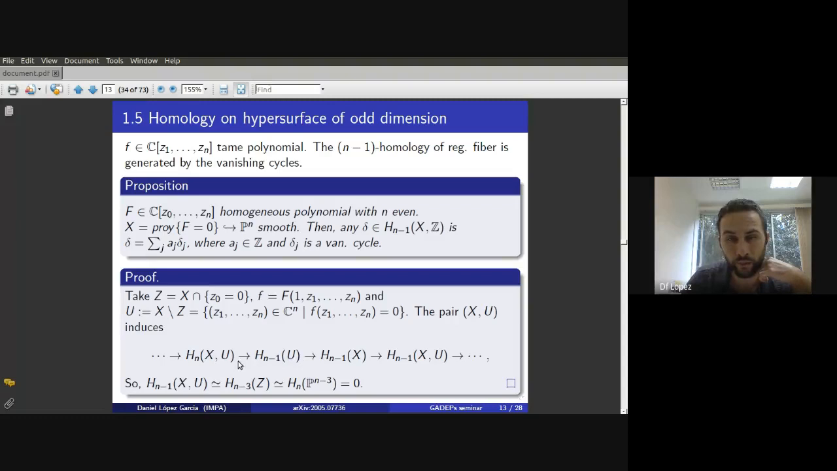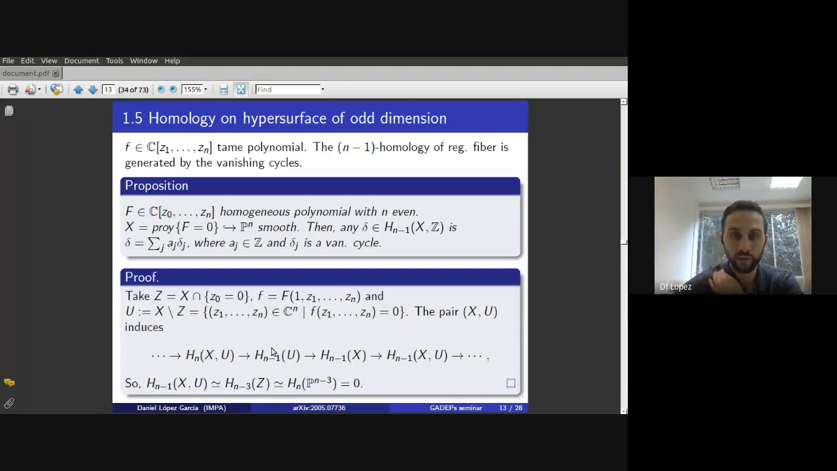So by the Leray-Thom-Gysin isomorphisms, we know that this relative homology is isomorphic to H_{n-2} of the hyperplane section C. And by the Lefschetz hyperplane theorem, we have this isomorphism here. And because n is even, that is 0. So this map here is surjective. So any cycle here comes from a cycle here. And here, by this fact, this is generated by vanishing cycles. So that is the proof.